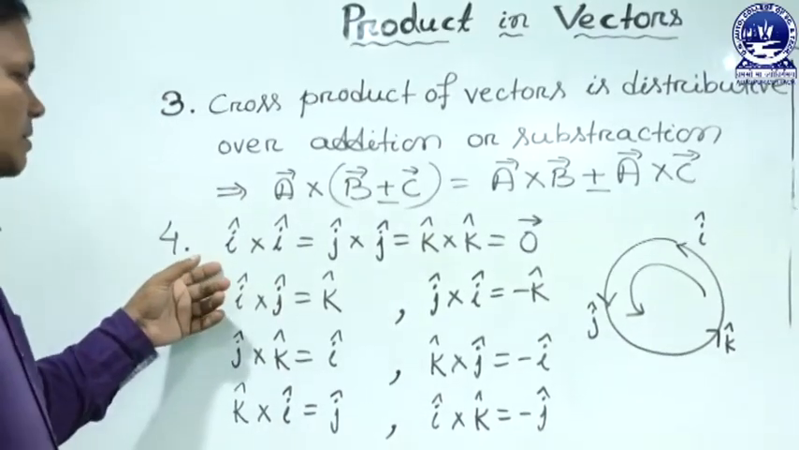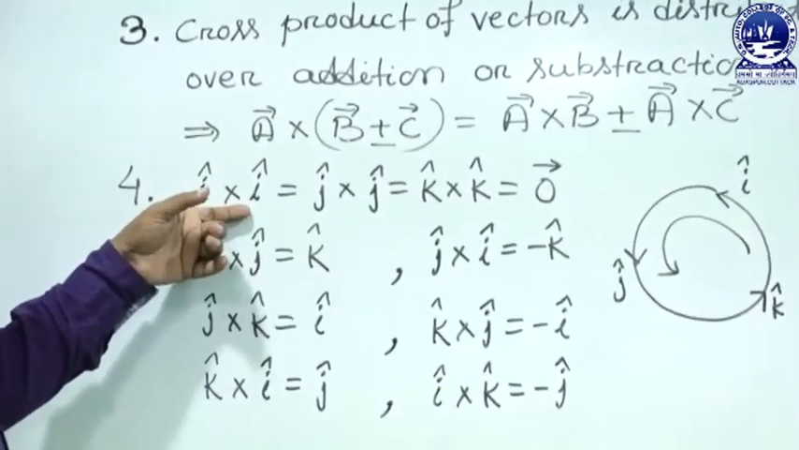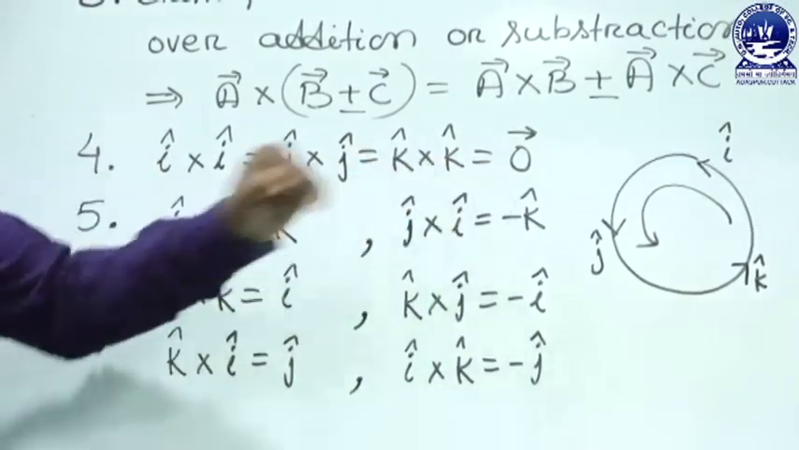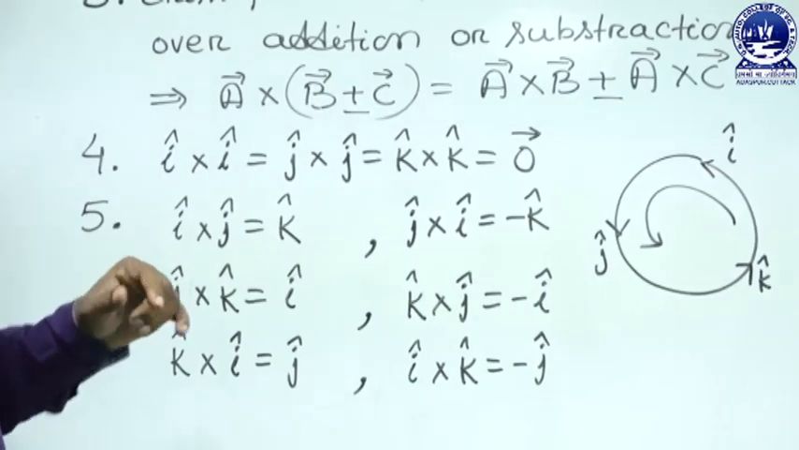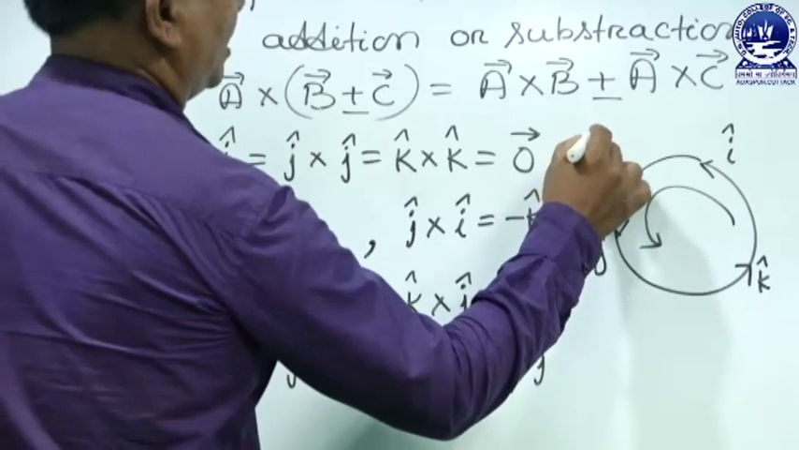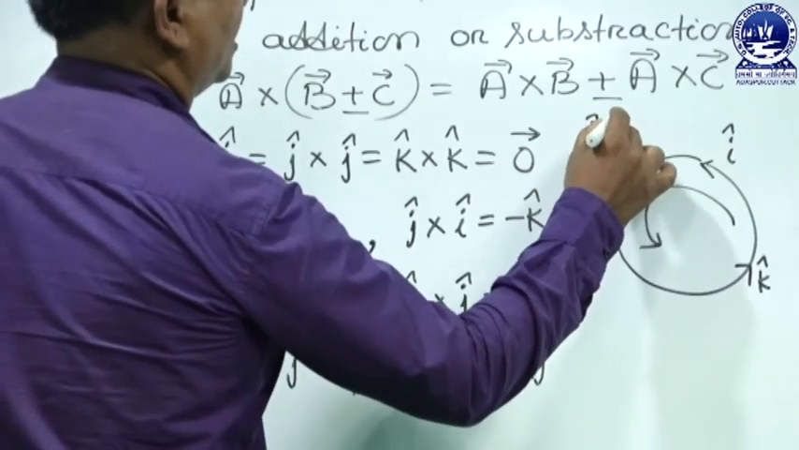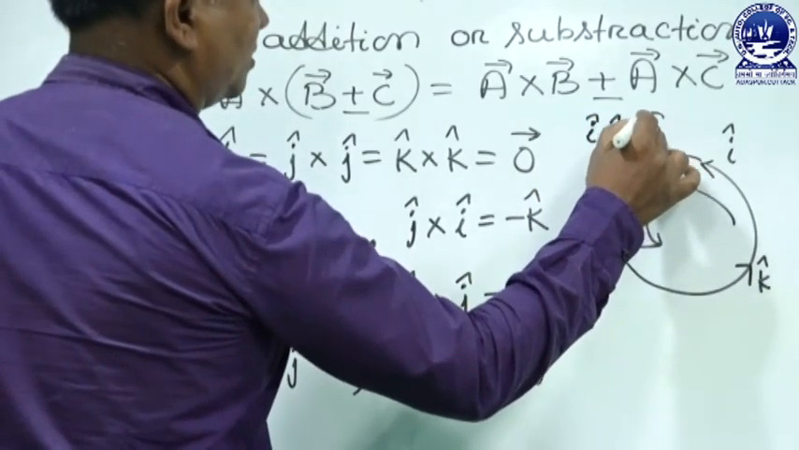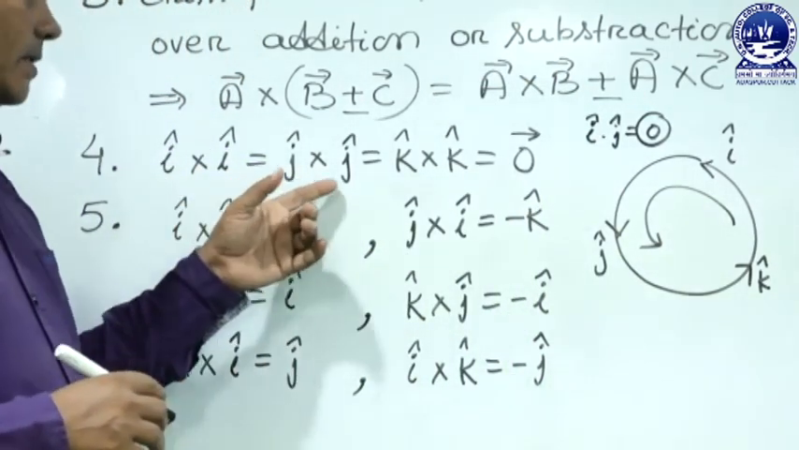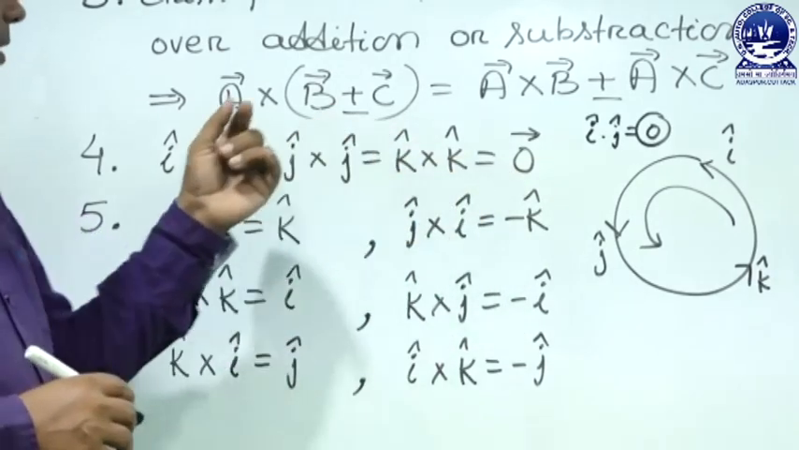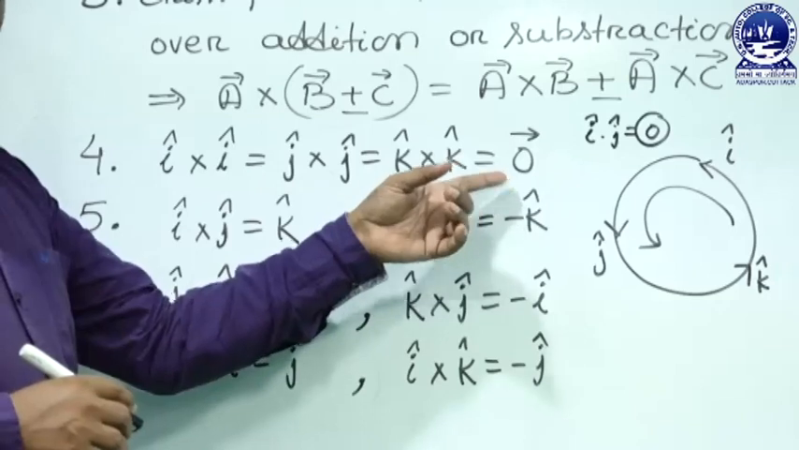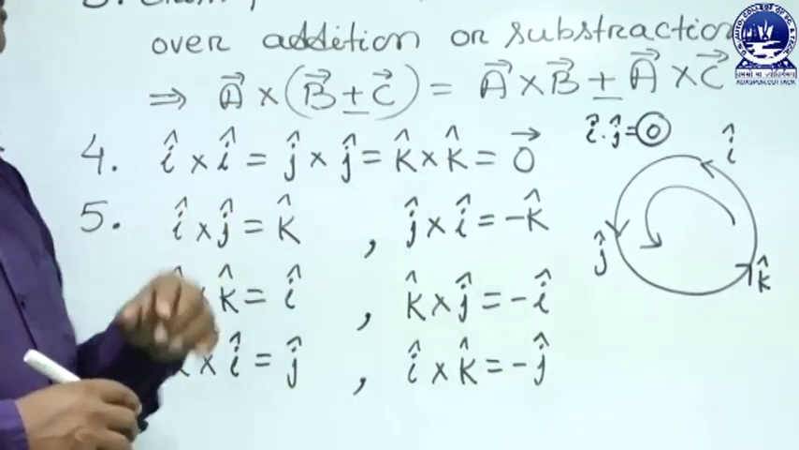The fourth one is that the cross product of i cap and i cap is also 0, the null vector. The result in the dot product is a scalar, i cap dot j cap is 0. Here 0 is a scalar, but in the cross product case 0 is a vector. j cap cross j cap is also the 0 vector, and k cap cross k cap is also the 0 vector.